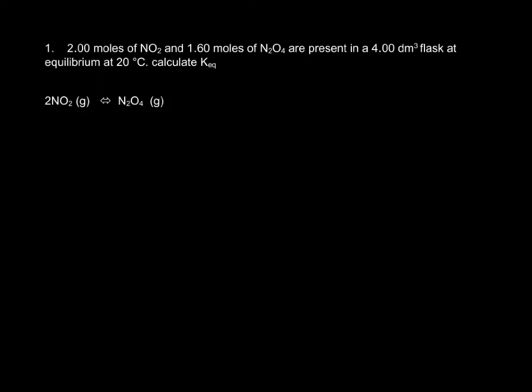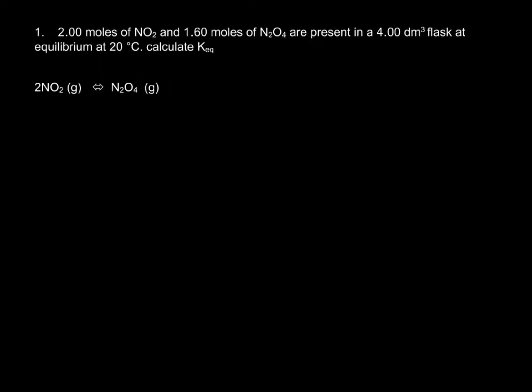Now let's solve some equilibrium problems. The first problem is you have 2 moles of NO2, a reactant in gaseous phase, and 1.6 moles of N2O4 in gaseous phase in a 4 decimeter cube at equilibrium at a given temperature. Calculate K equilibrium, so we only have to plug in and respect the coefficient.